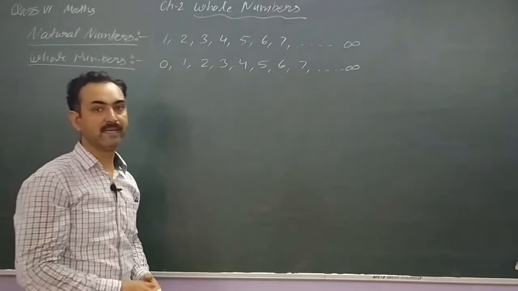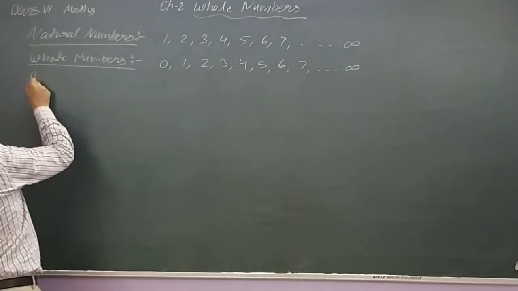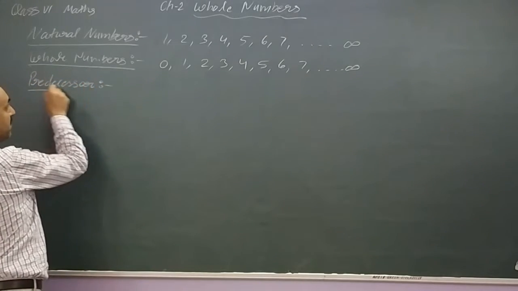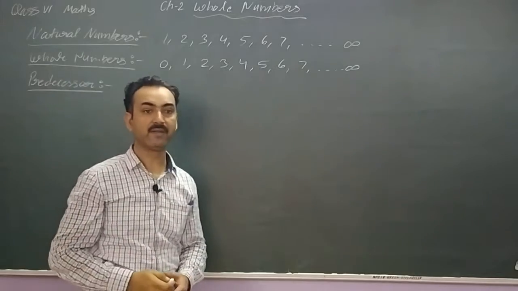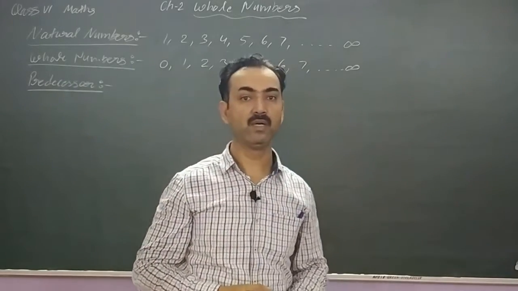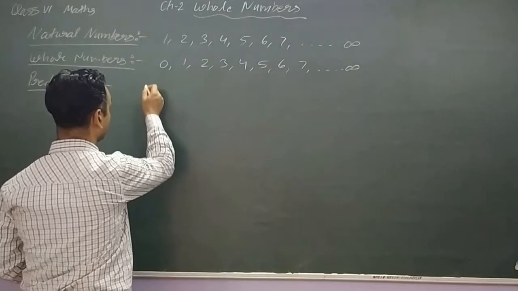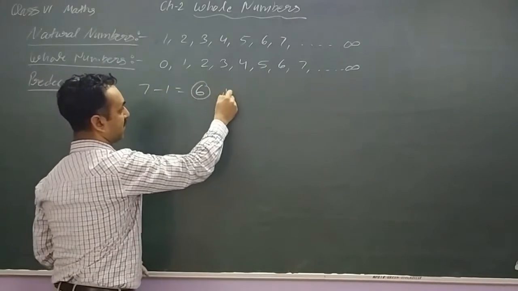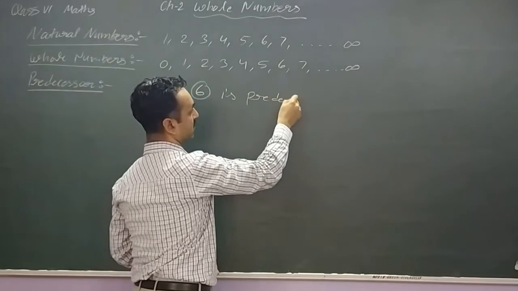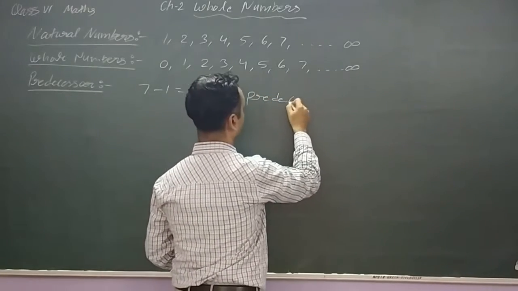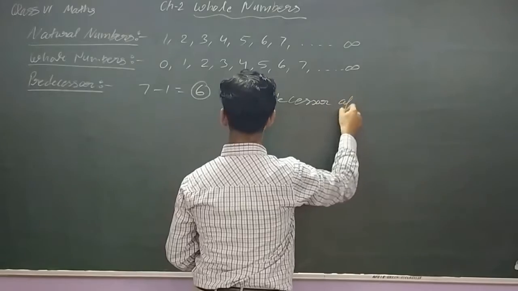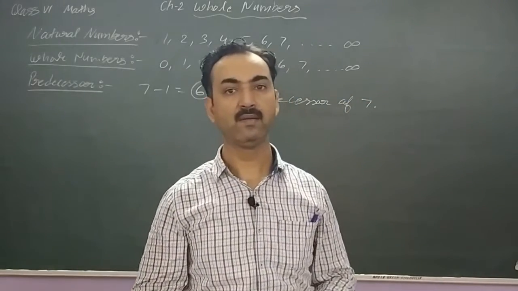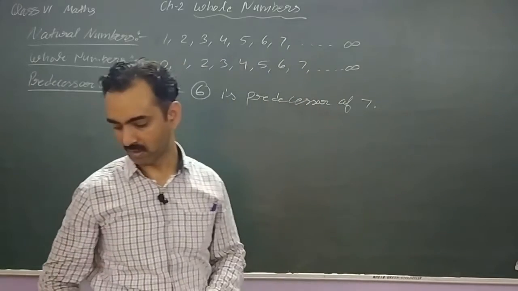Now we will learn about predecessor. Predecessor means if we subtract 1 from any whole number, we will get its predecessor. Suppose 7 minus 1, you get 6. So 6 is the predecessor of 7. To find the predecessor, you need to subtract 1.